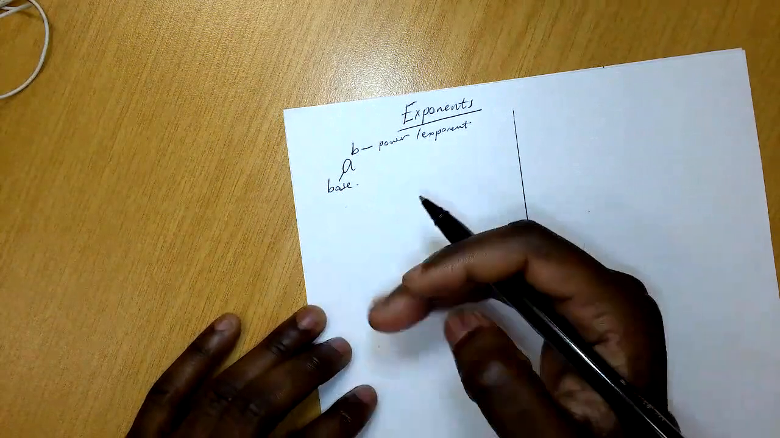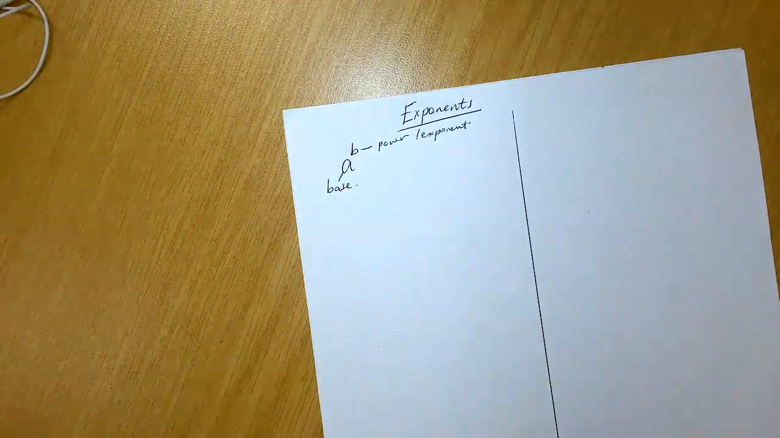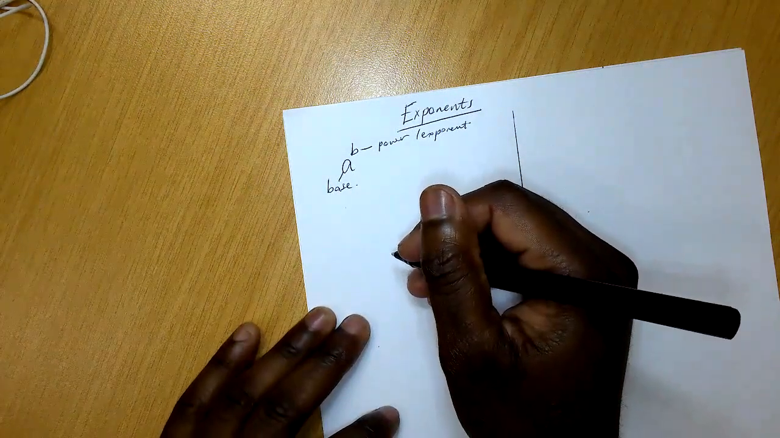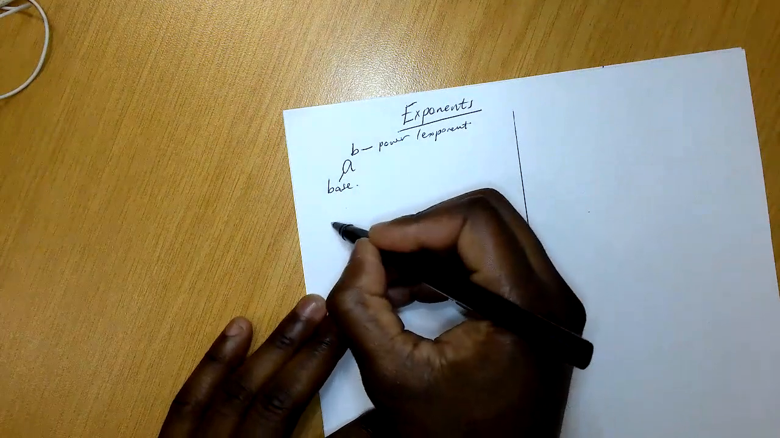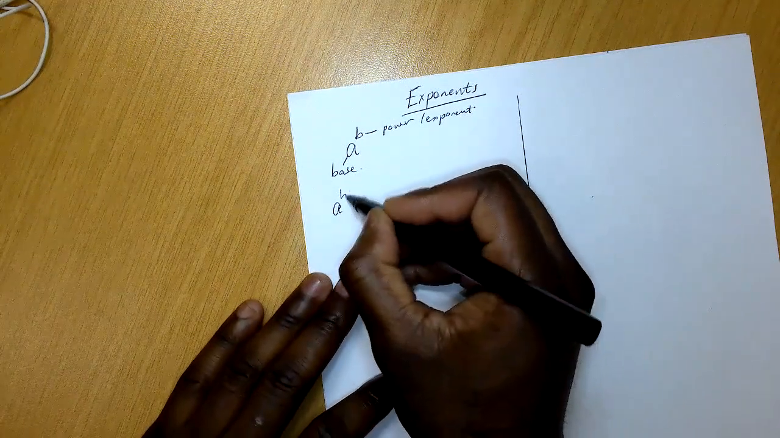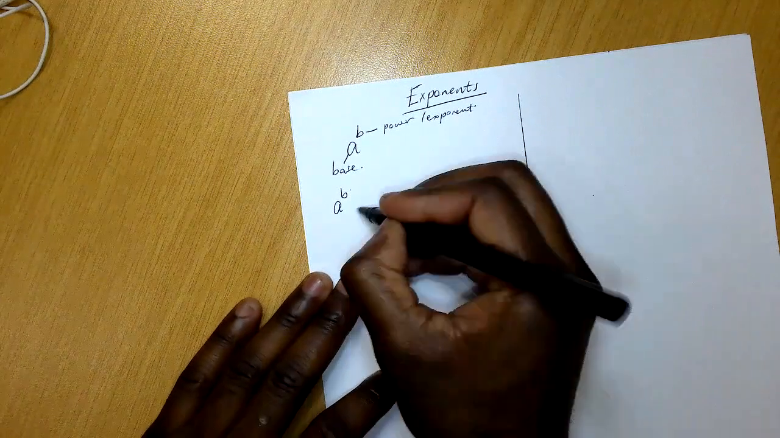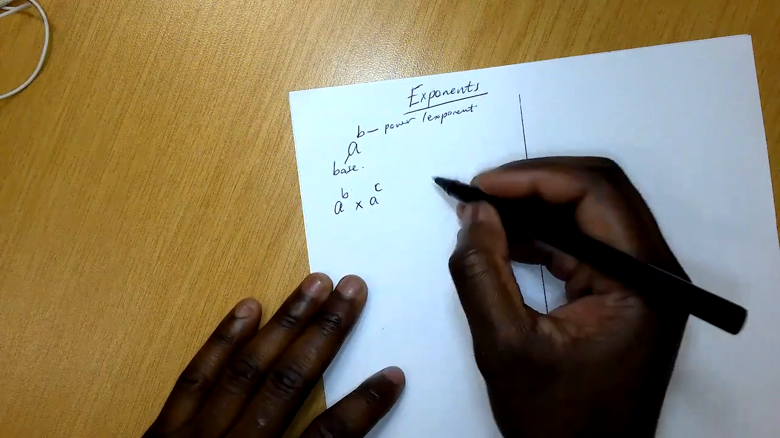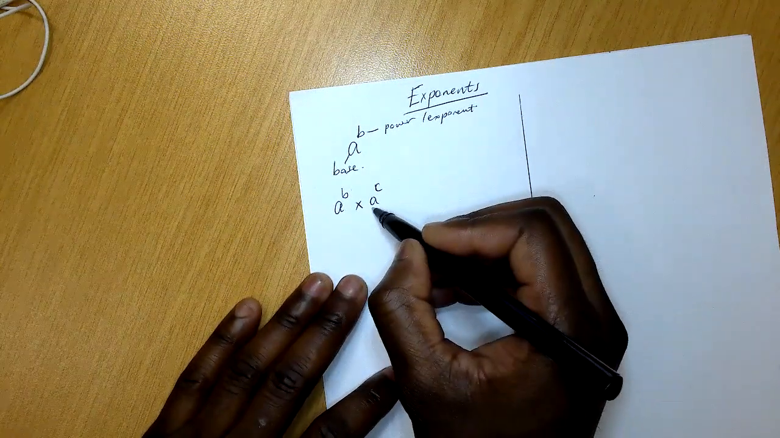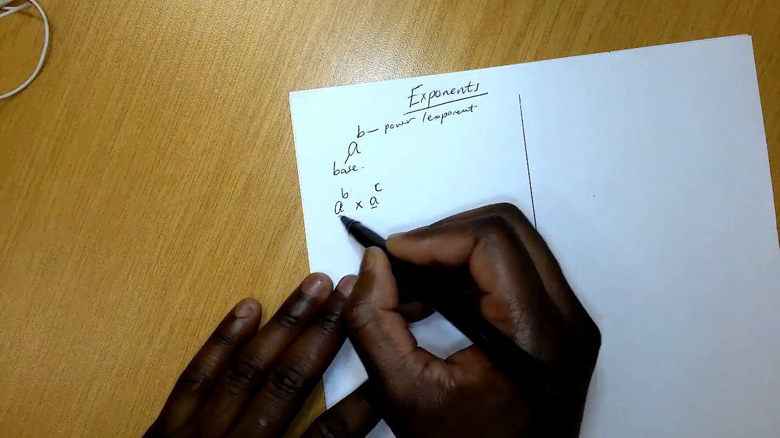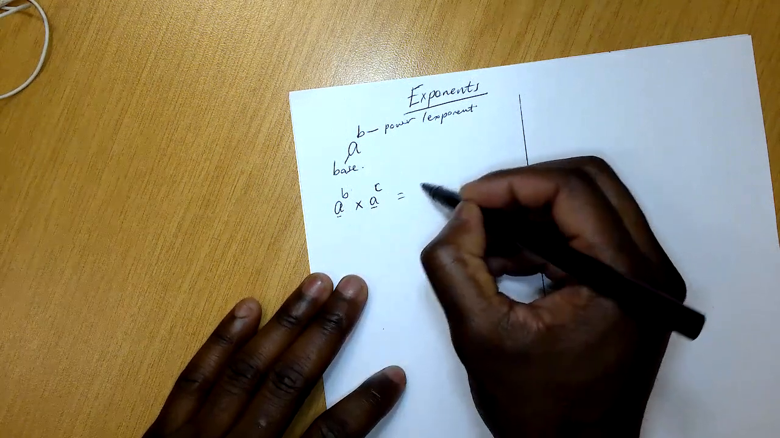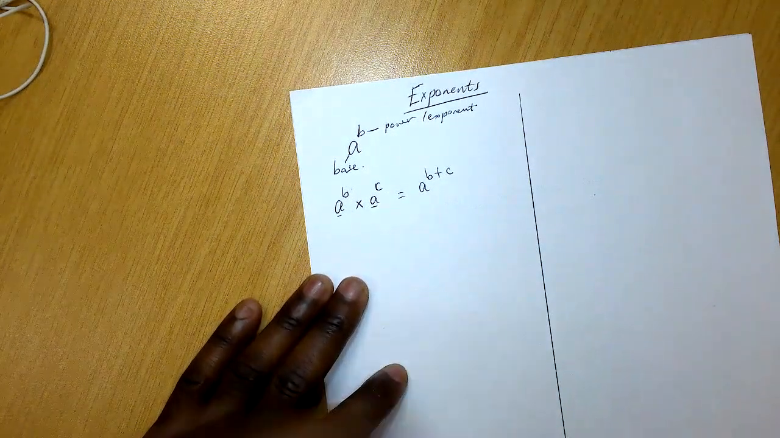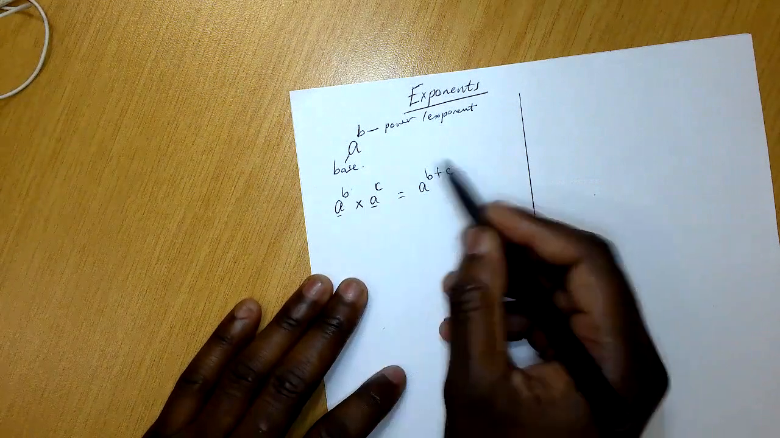There are certain laws that you need to understand, what we call the laws of exponents. So if we have a to the power b and a to the power c, and we multiply them, we check here: we have the same base, so we simply add the powers. If the bases are the same, we simply add the powers.